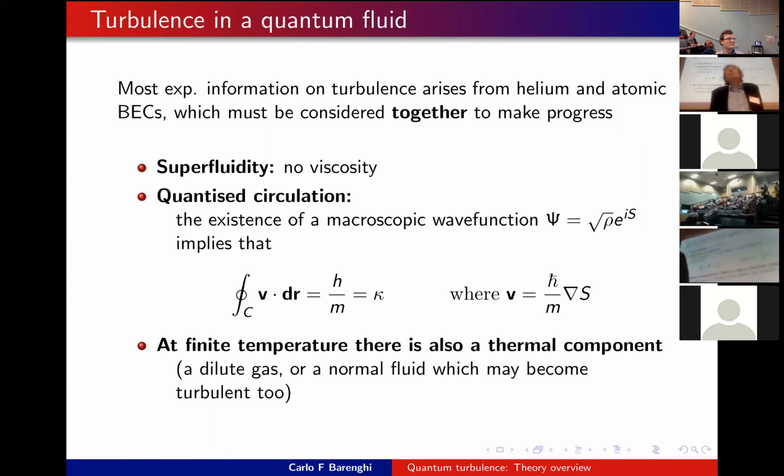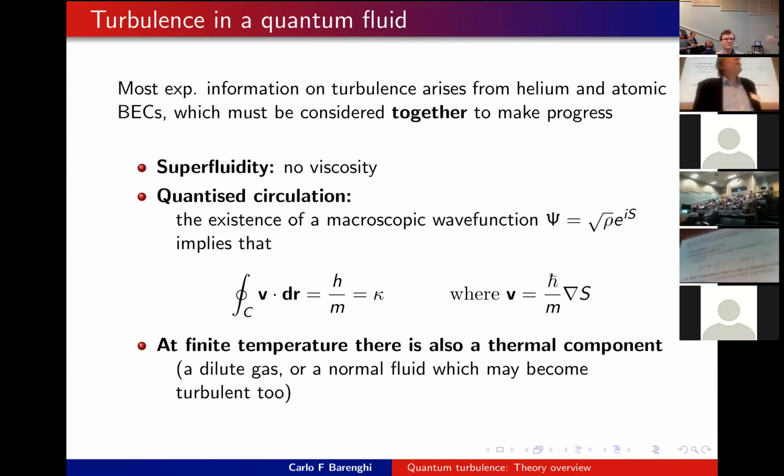So first of all, superfluidity. We have to deal with systems in which there is no viscosity in the sense of ordinary fluid mechanics. Now this property is not as important as it may seem at first sight, because there are actually other mechanisms for the vortex lines and the turbulence to dissipate.